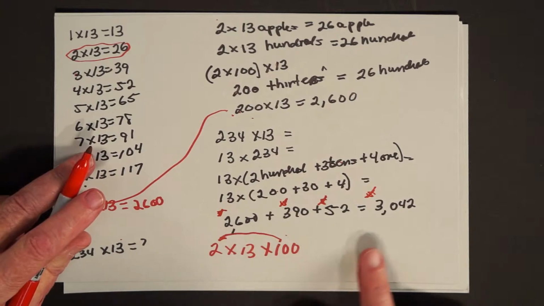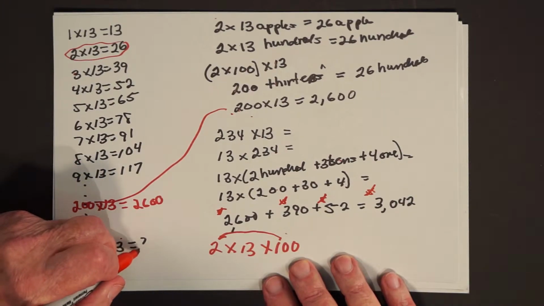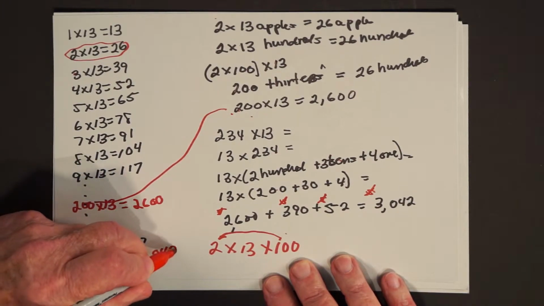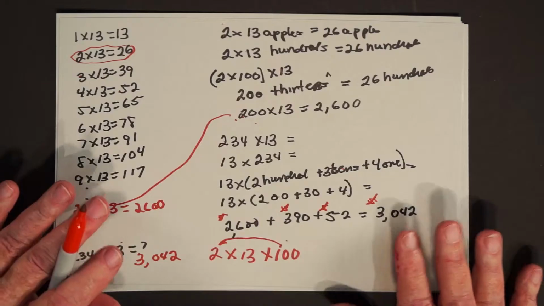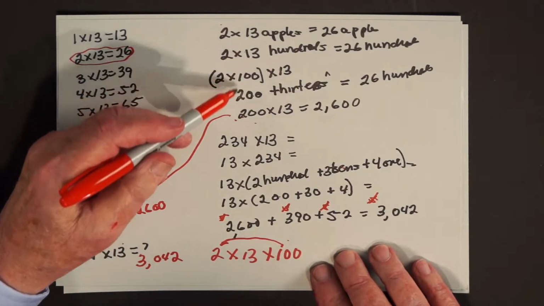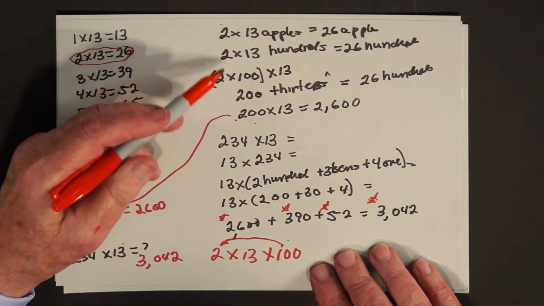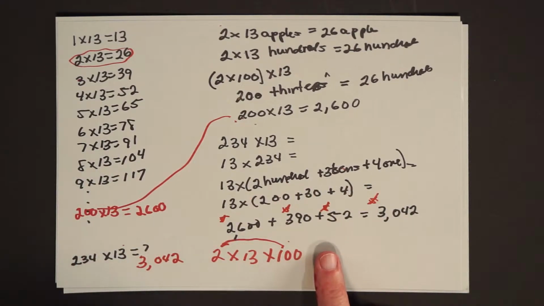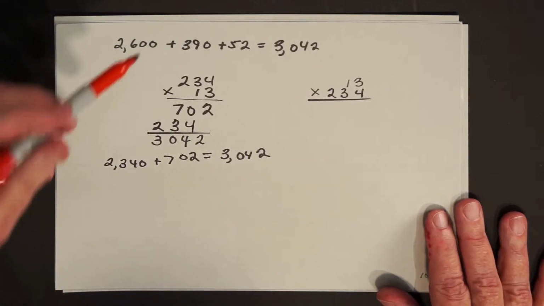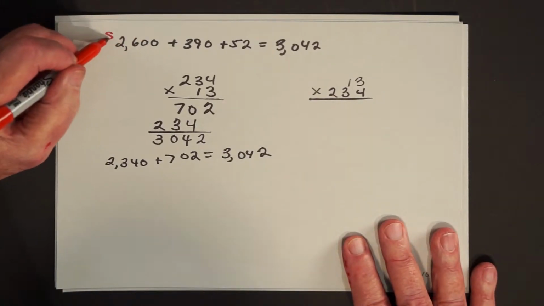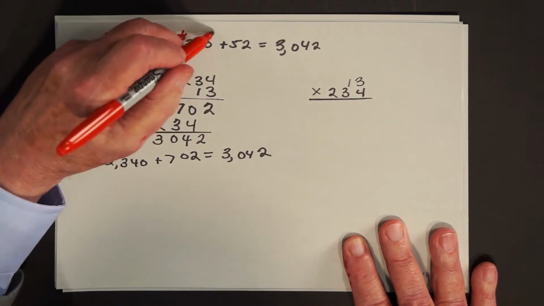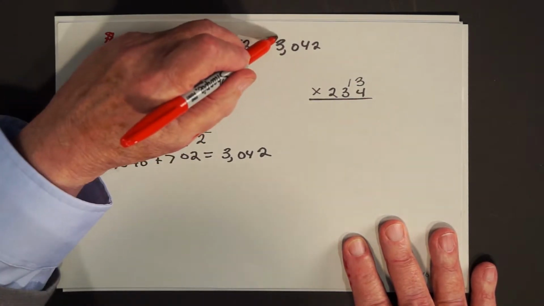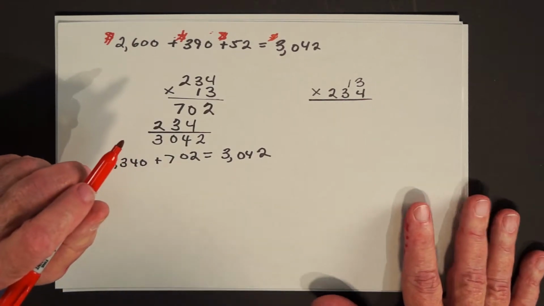Now this may be a little bit tedious, but wasn't this a lot faster than having to add up 234 separate 13s? Well, what happens is we present this in a shortcut notation where the student never gets a chance to really digest this. In fact, let's look at this in a little bit more detail. We showed that the answer was $2,600 plus $390 plus $52, and that came out to $3,042.